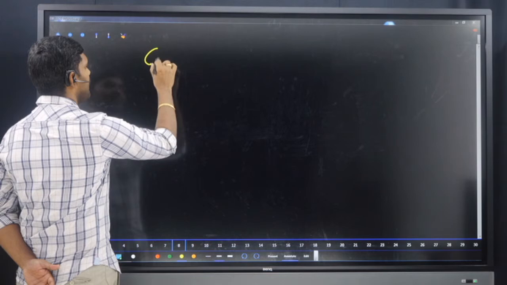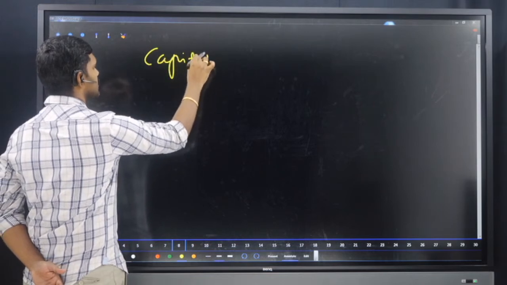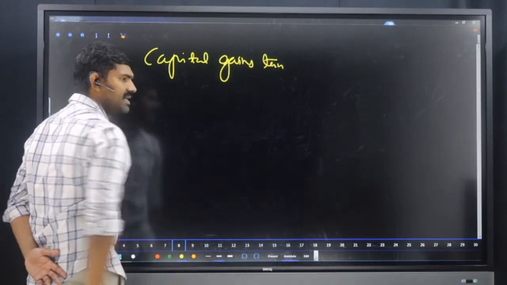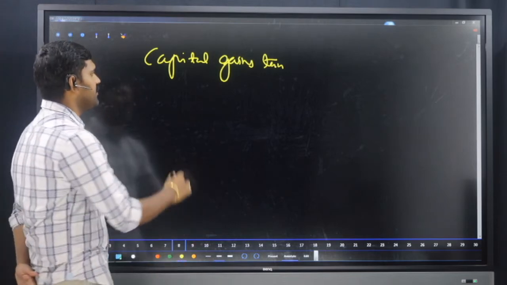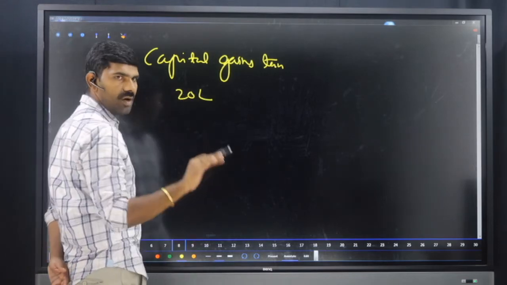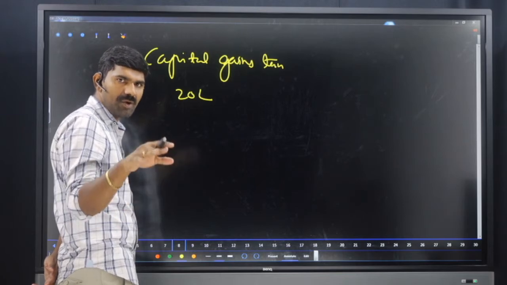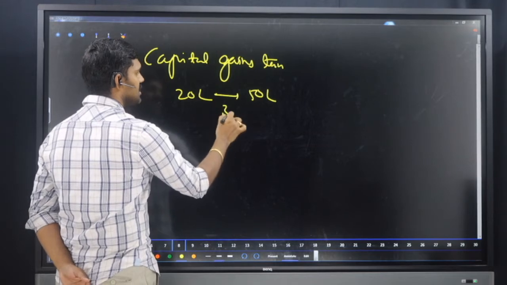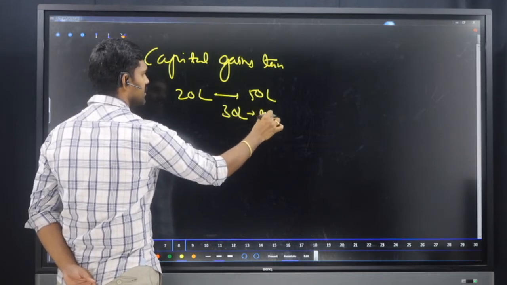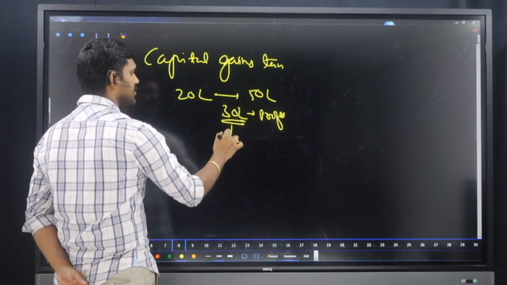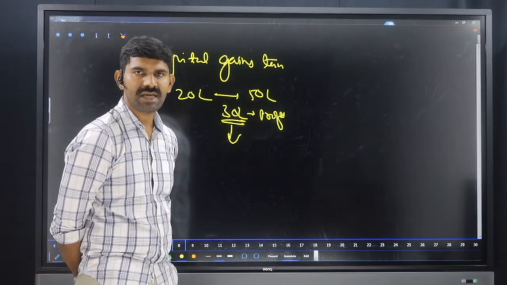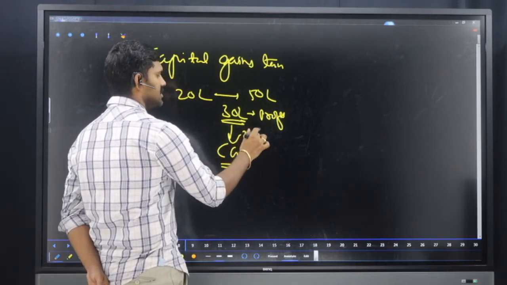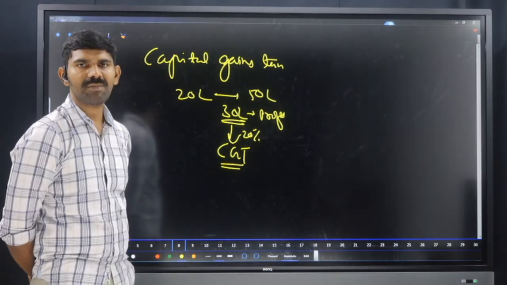We have something called capital gains tax. Capital gains tax is when you invest some 20 lakhs of rupees on a capital asset, in the sense land or a property, whatever it is. You sell it again for 50 lakhs. You get 30 lakhs as profit. On this, you need to pay some tax to the government. That is called a capital gains tax. It's around 20%.